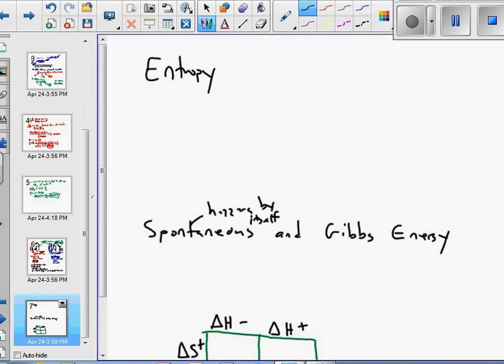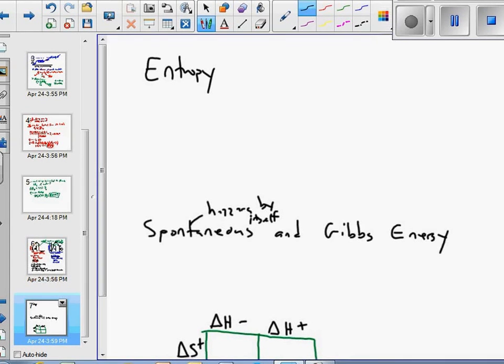Right? There's another factor though. It's not just the energy that determines whether or not something's going to happen. There's also something called entropy. Entropy uses the symbol delta S, right? And entropy measures the randomness or disorder.